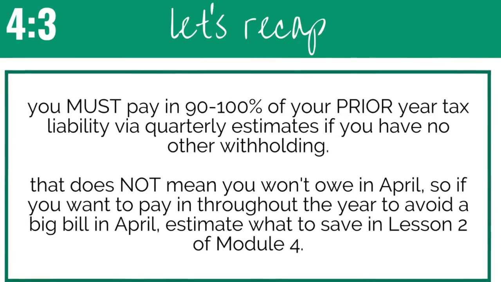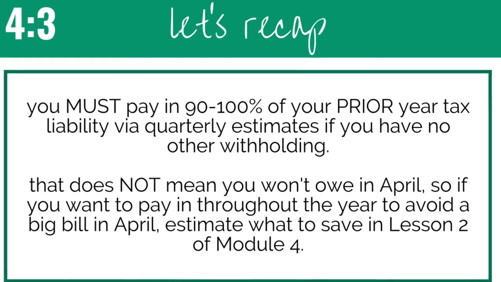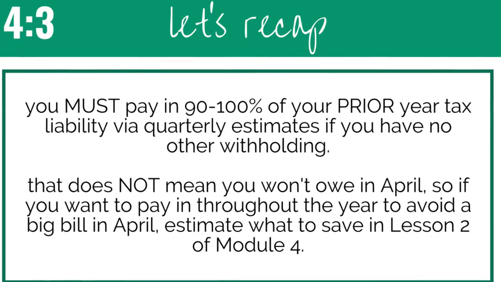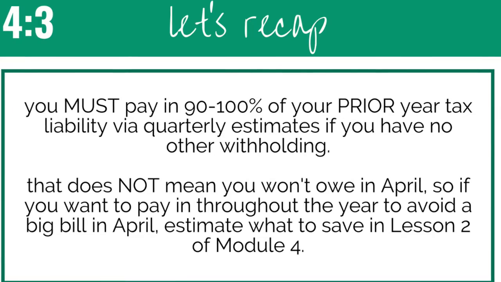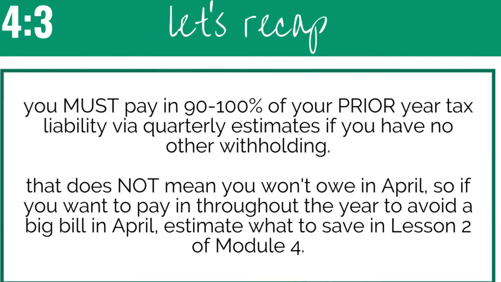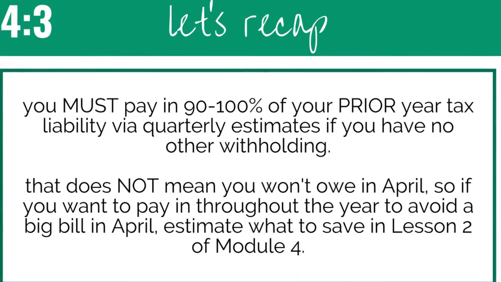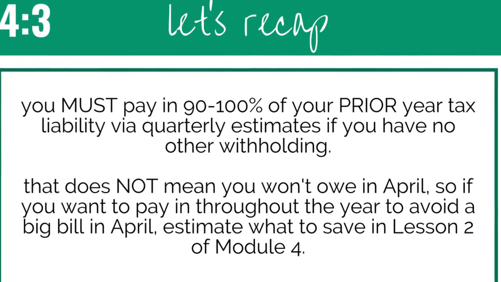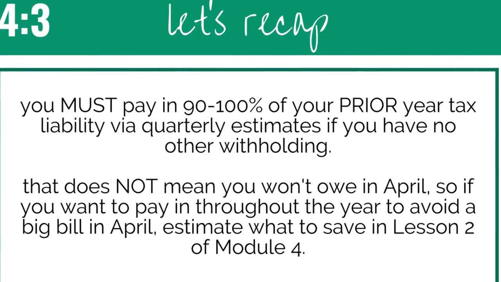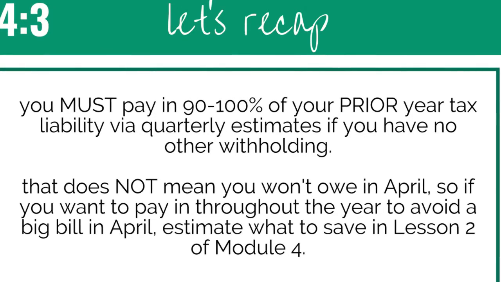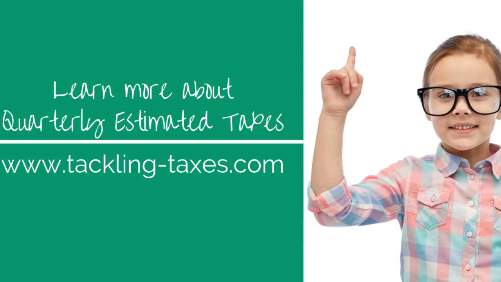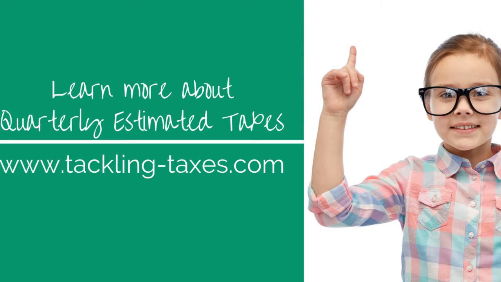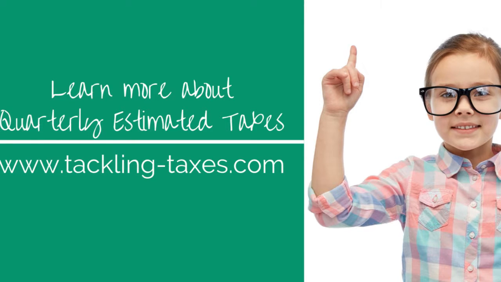Quarterly estimated tax payments are required for you as a business owner to pay in 90 to 100% of your prior year tax liability. However, that does not mean that you're not going to owe taxes in April. This is just to keep the IRS happy and to not have to pay any penalties. So keep in mind what you're making during the current year and try to figure out what you're going to owe in April. So I know quarterly estimated taxes can be really confusing, and figuring out what you might still owe in April can be really confusing.